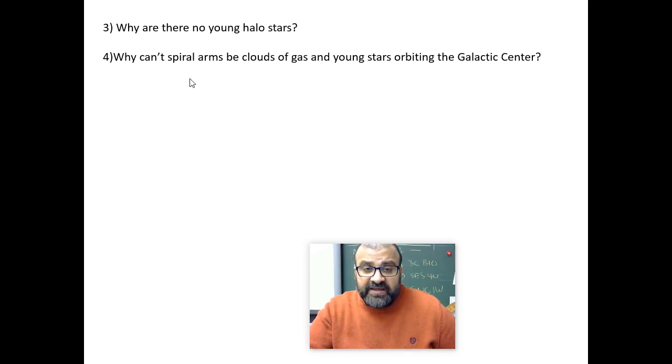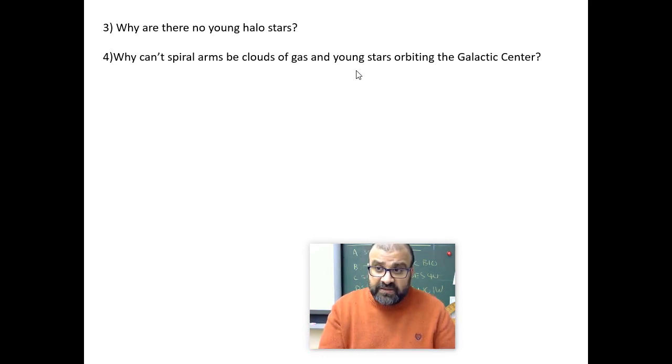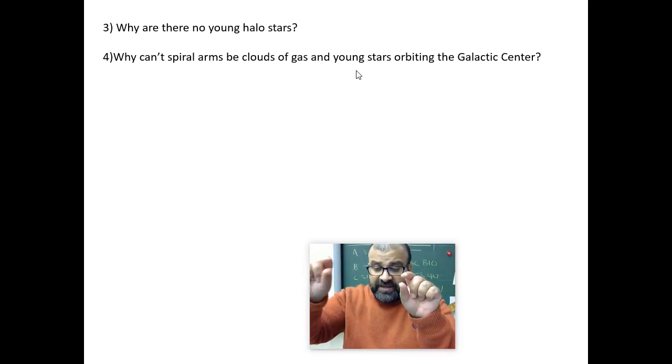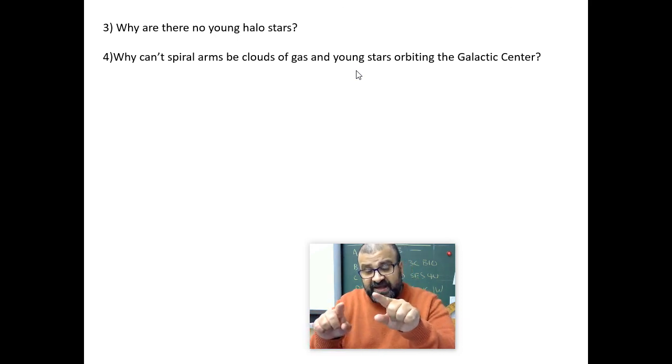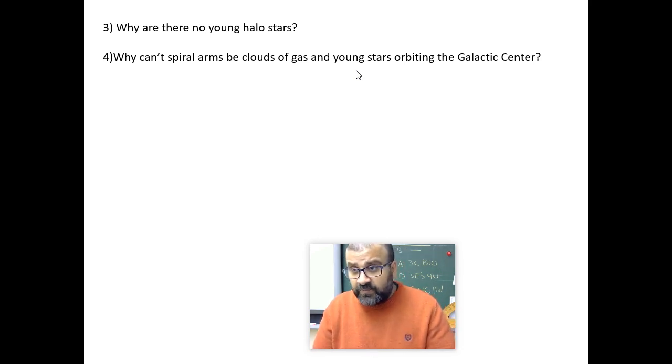Number 4, why can't spiral arms be clouds of gas and young stars orbiting the galactic center? If each spiral arm was just a stream of gas and young stars spinning around the galactic center, just like the creamer in a cup of coffee, that spiral arm would get stretched because the inside is spinning faster than the outside. It would wind up and get stretched into oblivion, and we'd lose the pattern. So the only way we have spiral arms is the density waves traveling through.